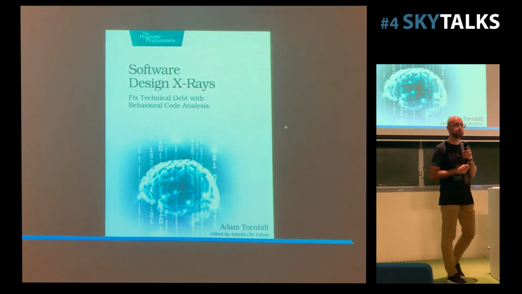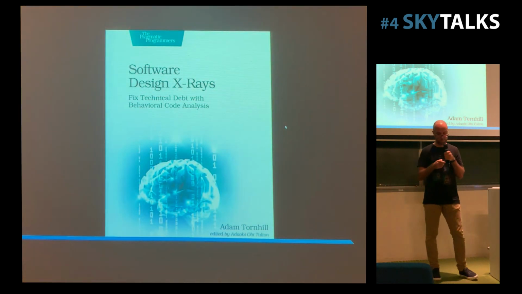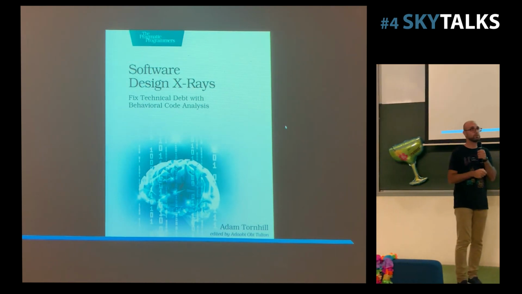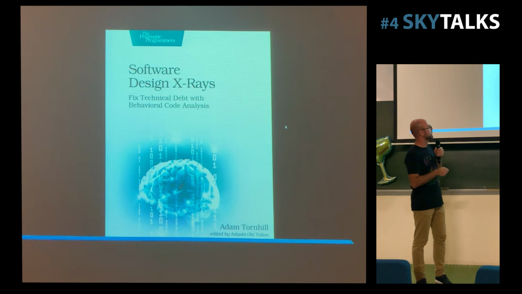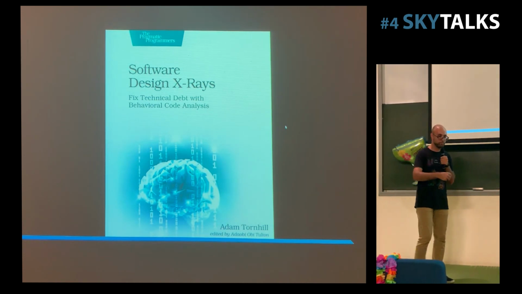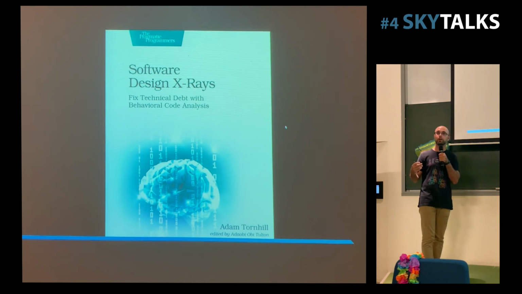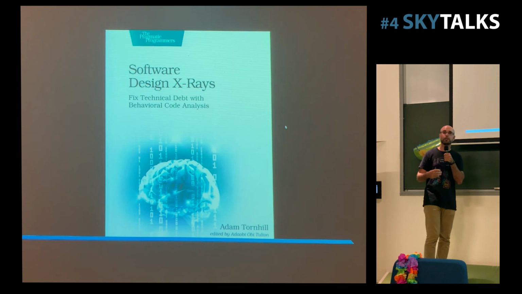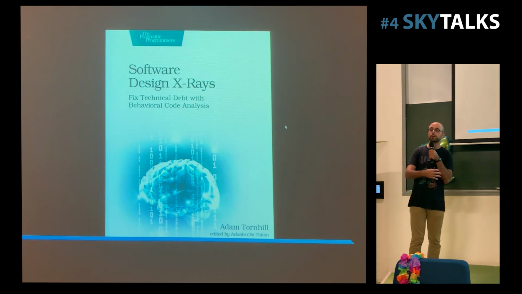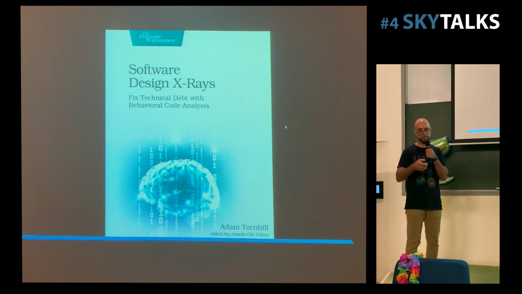3 more things until I finish. The first is the book, which is called Software Design X-Rays, written by Adam Thornhill. It's a brilliant book about mixing the concepts of psychology and software development to find insights. The author is not a machine learning engineer, so although he gets all the things, let's say, right, the book doesn't contain machine learning really, but you can use it as an inspiration if you want to do it yourself.